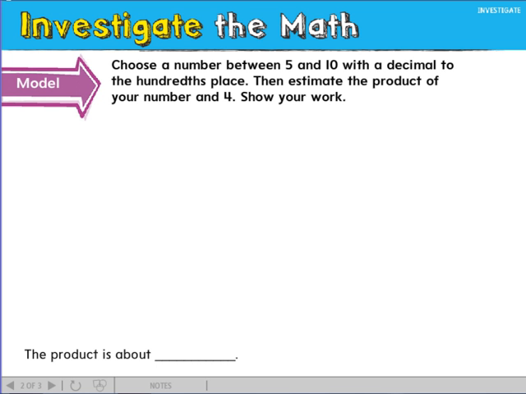First of all, 3 is not even close to being in between 5 and 10, but it also has no decimals. No decimal place values. We need a number with a decimal to the hundredths place.